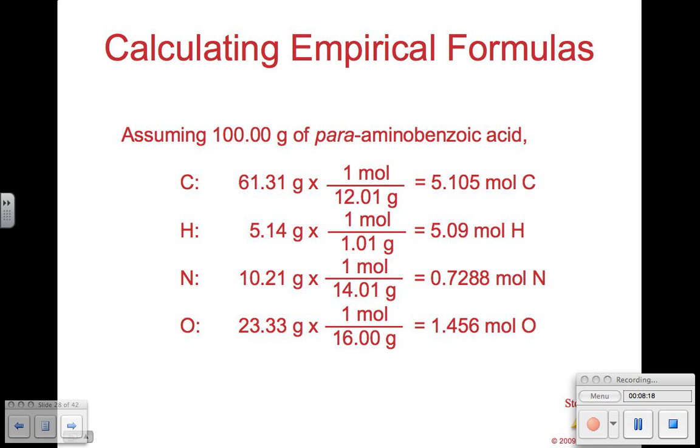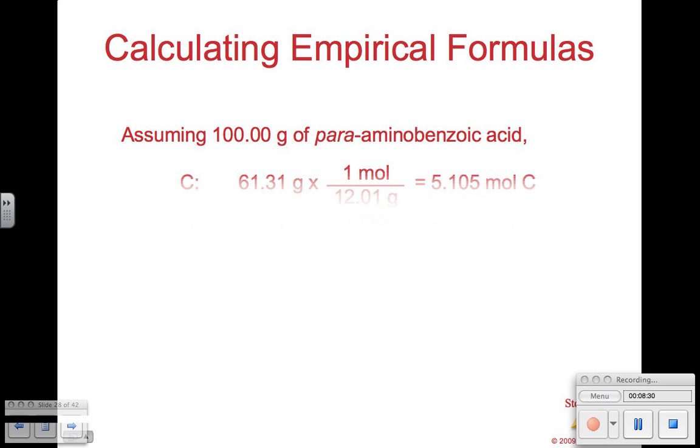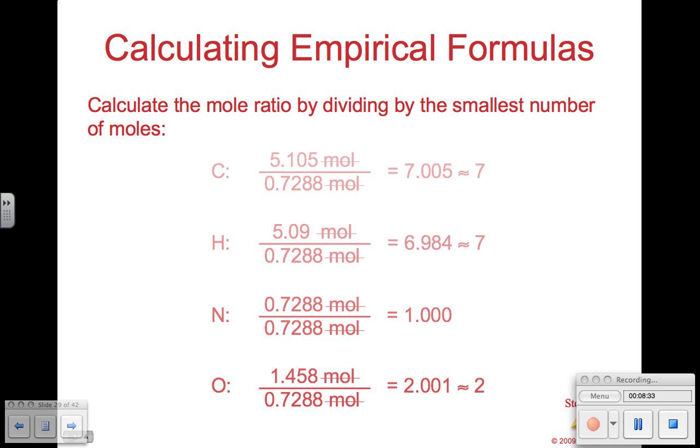So now I've got moles, and what I'm going to do now is divide all of those moles by the smallest mole number. In this case, that's going to be nitrogen, since nitrogen is the smallest. So I divide them all by the smallest mole number, and what that does for us is it takes the nitrogen value and gives us a value of 1. And then we look at how it interacts with the other mole ratios, and you'll see that for carbon we get a number of 7, for hydrogen 7, and for oxygen 2. And it's really important that if you're going to round, so for the hydrogen and the oxygen we rounded to 7 and 2, it has to be very close to a whole number.